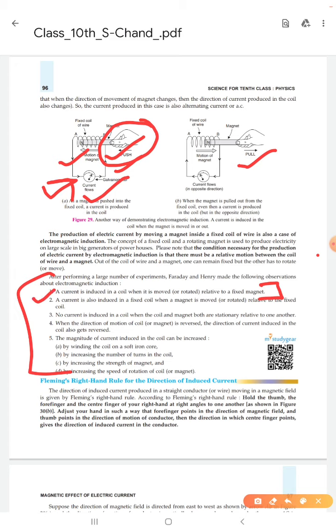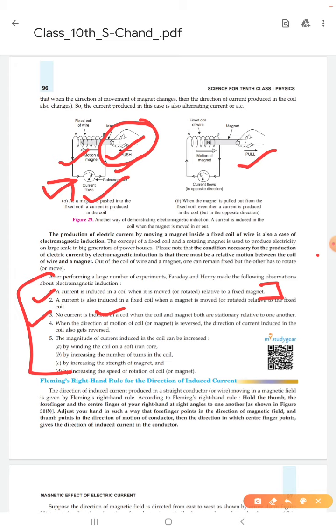So the first point is very important: a current is induced in a coil when it is moved relative to a fixed magnet. Number two, a current is also induced in a fixed coil when a magnet is moved relative to the fixed coil. We discussed it. Number three, no current is induced when the coil and magnet are both stationary relative to one another. There will be current only when there is relative motion between coil and magnet.